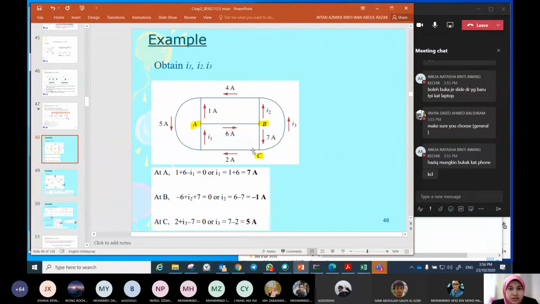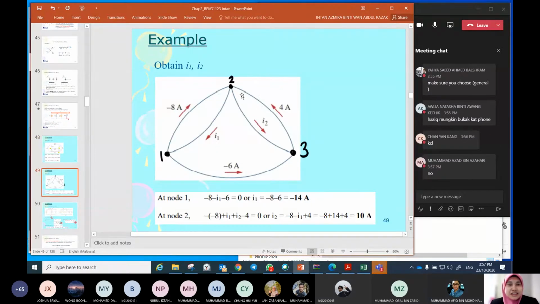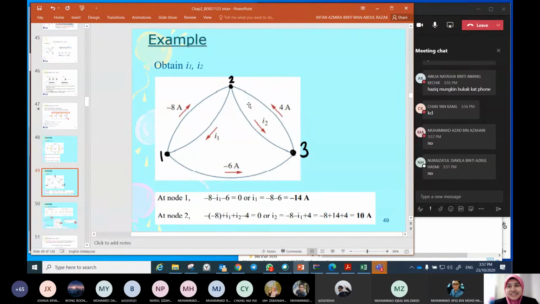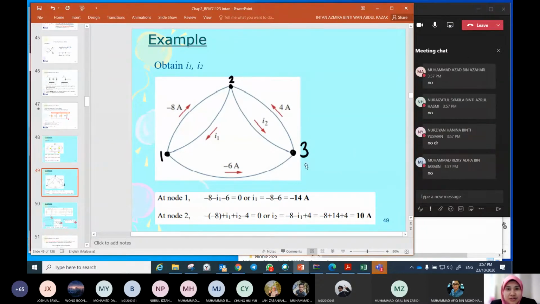At C, 7 is equal to 2 plus I3, and we get I3. This is very basic. Any question? Please type no here so that I can proceed to the other slide. No. No. Okay, so this is good, so that I'm not talking alone.